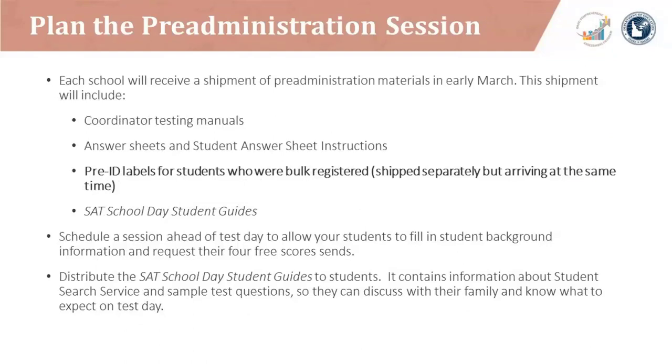Each school will receive a shipment of pre-administration materials in early March, the week of March 4th through the 8th. This shipment includes coordinator testing manuals, answer sheets and student answer sheet instructions, pre-ID labels for students who were bulk registered. These are shipped separately, but they arrive at the same time. And then the SAT School Day student guides.